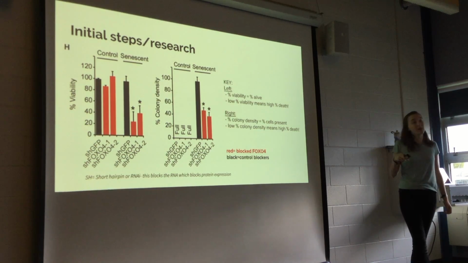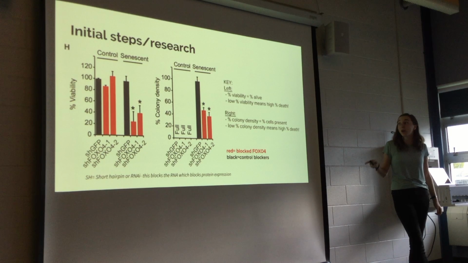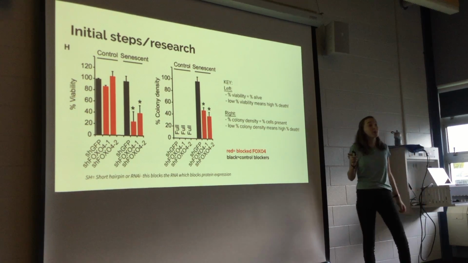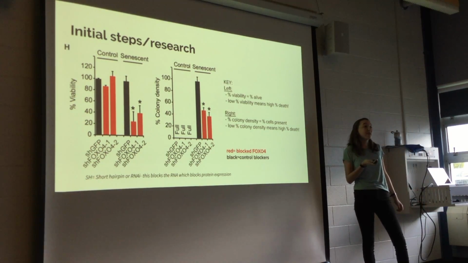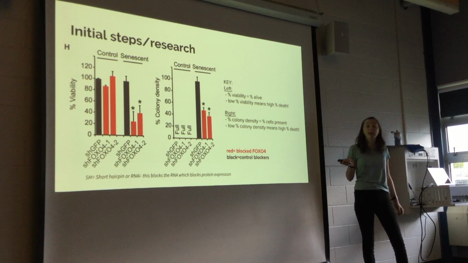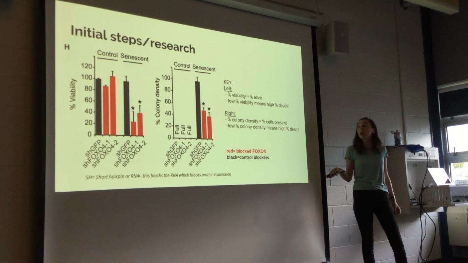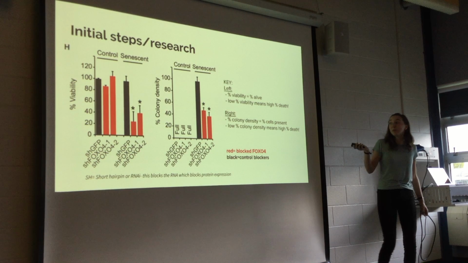That's what they expected to happen. It's also important to note that the control cells aren't dying, which is really important because they've never been able to specifically block senescent cells without killing off the healthy cells as well. So this means that this method works pretty effectively.